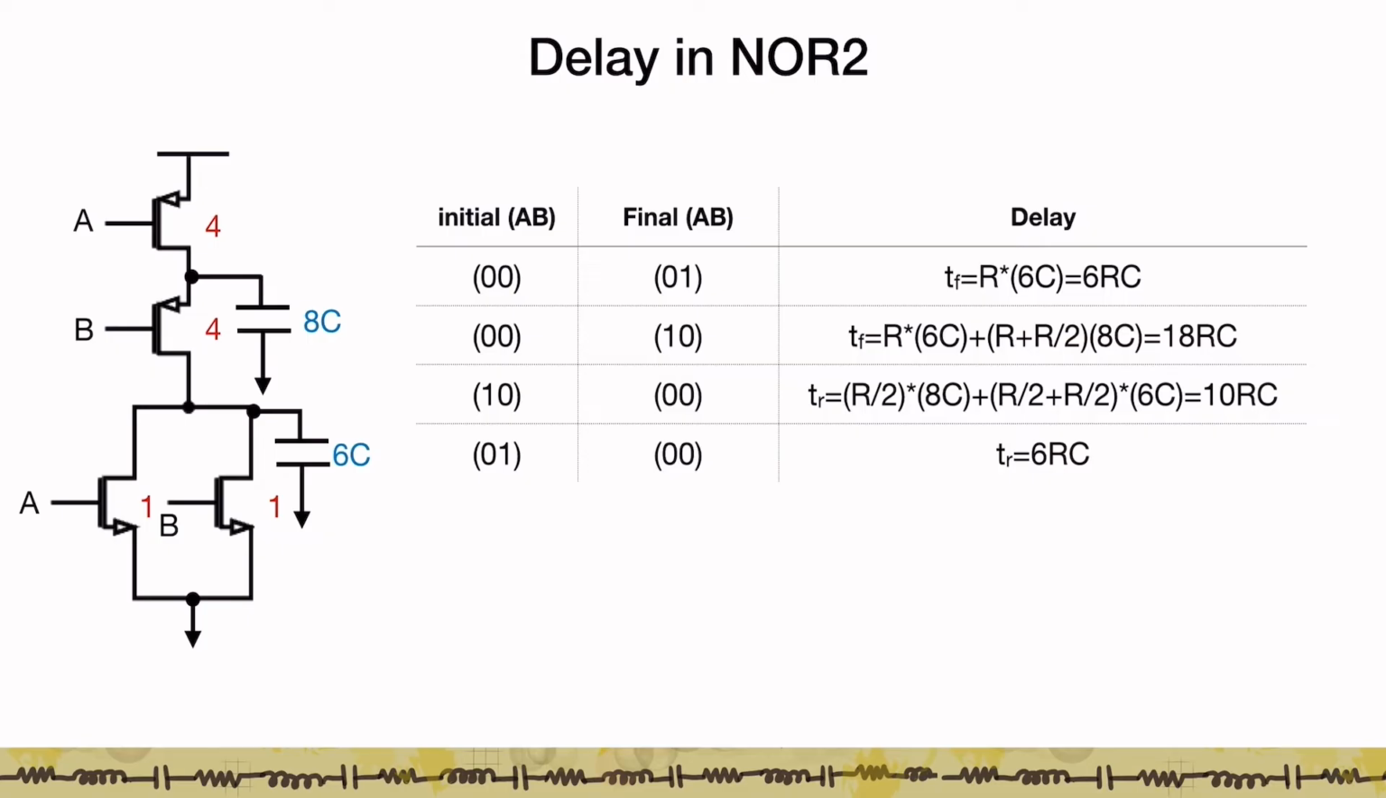So many times for delays, we talk about contamination delay and propagation delay. And so in this case, given the delays we have and given the 4 transitions we have, we'll say that the contamination delay of this gate is 6 RC and the propagation delay of this gate is 18 RC.